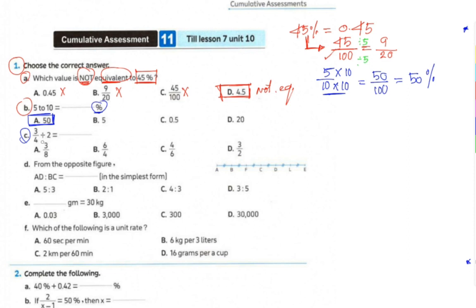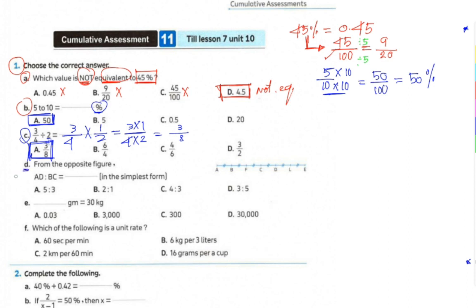Okay, next point C, 3 over 4 divided by 2 equals what? I know that when you have a fraction, the first one has no change. I will change division to multiplication, times the reciprocal. The reciprocal of 2, which is 2 over 1, will be 1 over 2. That equals 3 times 1 as numerator, and 4 times 2 as denominator. That equals 3 over 8. So I will choose point A.